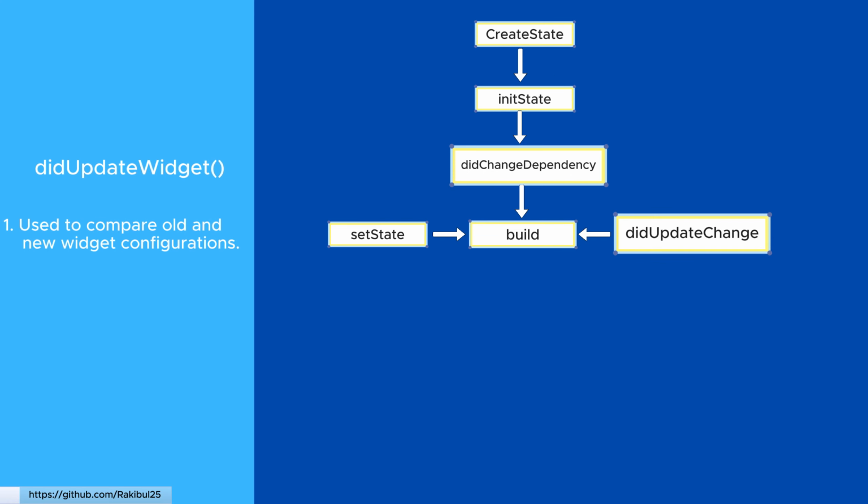The didUpdateWidget method is called whenever the widget configuration changes. It's like the widget's detective, always on the lookout for changes. It takes the old widget with it, and we can compare that with the new widget. Based on these conditions, we can modify the UI.